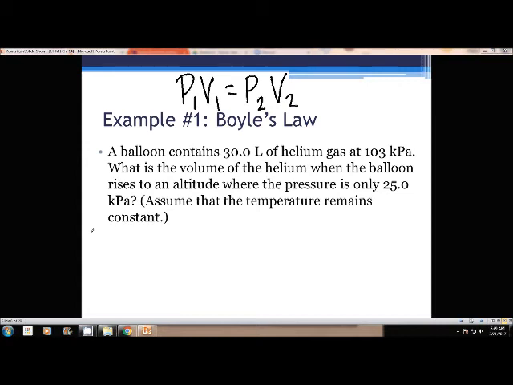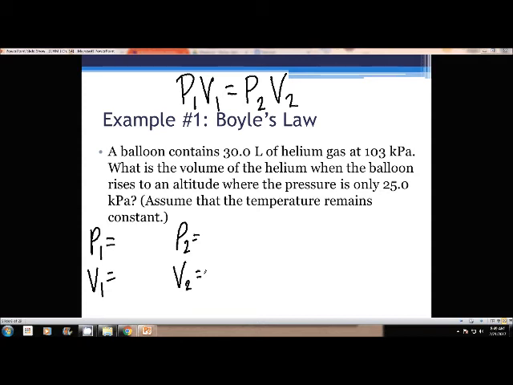We do need to figure out what our 1's are, what our 2's are, and what we're solving for. So I'm going to list them in a way so that the 1's are together and the 2's are together, so I know what to plug in the right place. Whatever number comes up first, I usually call that a 1, and then 2's are whatever comes next.